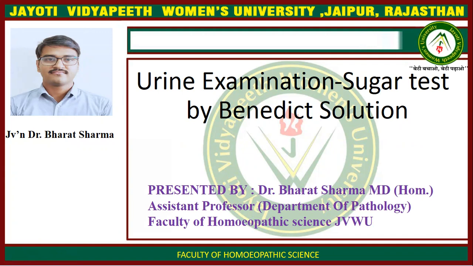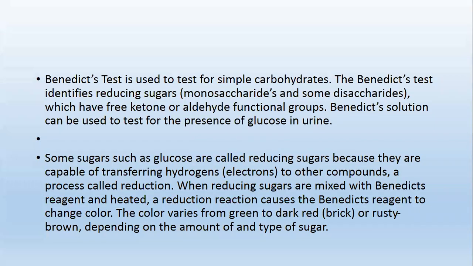In this practical session, we will test a given urine sample for sugar by Benedict solution. Benedict's test is used to test for simple carbohydrates. The Benedict's test identifies reducing sugars, monosaccharides and some disaccharides, which have free ketone or aldehyde functional groups. Benedict's solution can be used to test for the presence of glucose in urine.